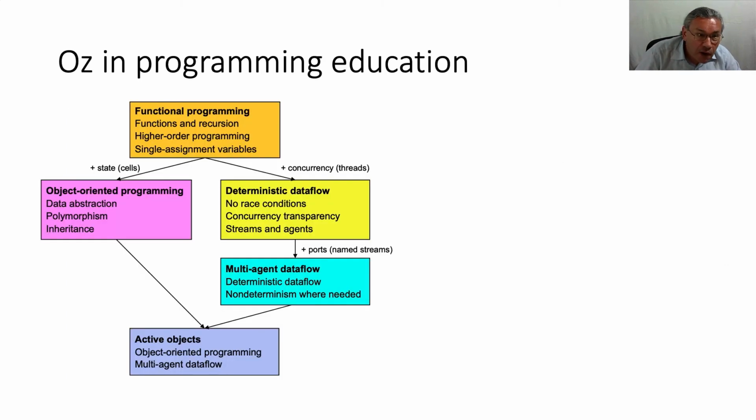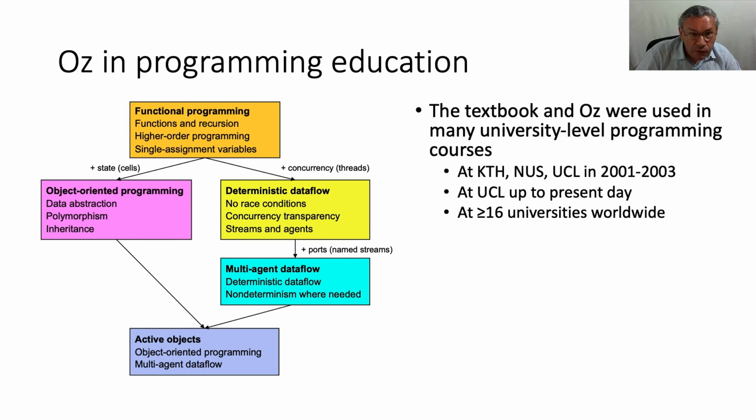So, we used Oz in programming education. Here are, on the left, 5 paradigms that we teach in our course. We were teaching this in university-level programming courses at KTH in Stockholm, NUS in Singapore, and UCL in Belgium. Also at UCL up to the present day have been using it, and we know of at least 16 universities that are using it worldwide or used it.